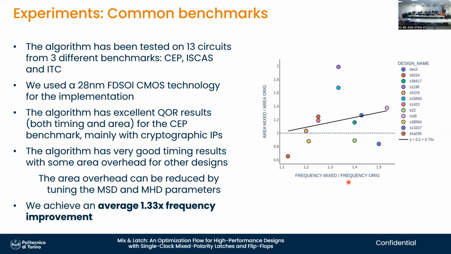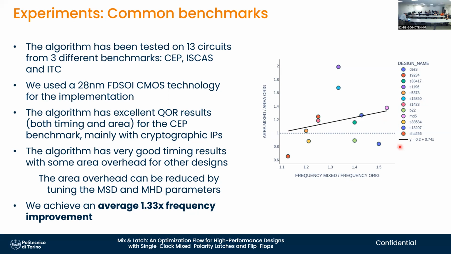So this is the result on these circuits. On the x-axis, we have the increase in frequency. So this is 50% faster. And this is the increase in area, 2x larger. And as you can see, things are all over the place. It depends very much on the circuit. There is not one single behavior. But overall, we have a regression line that is linear, of course, because it is linear regression, but it has a better slope than what I was talking about earlier.